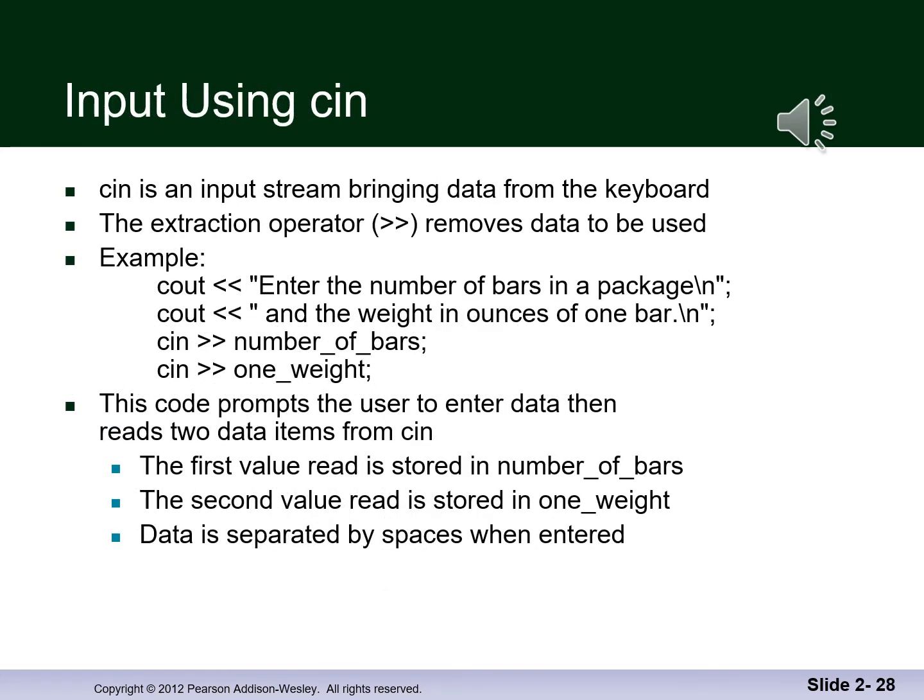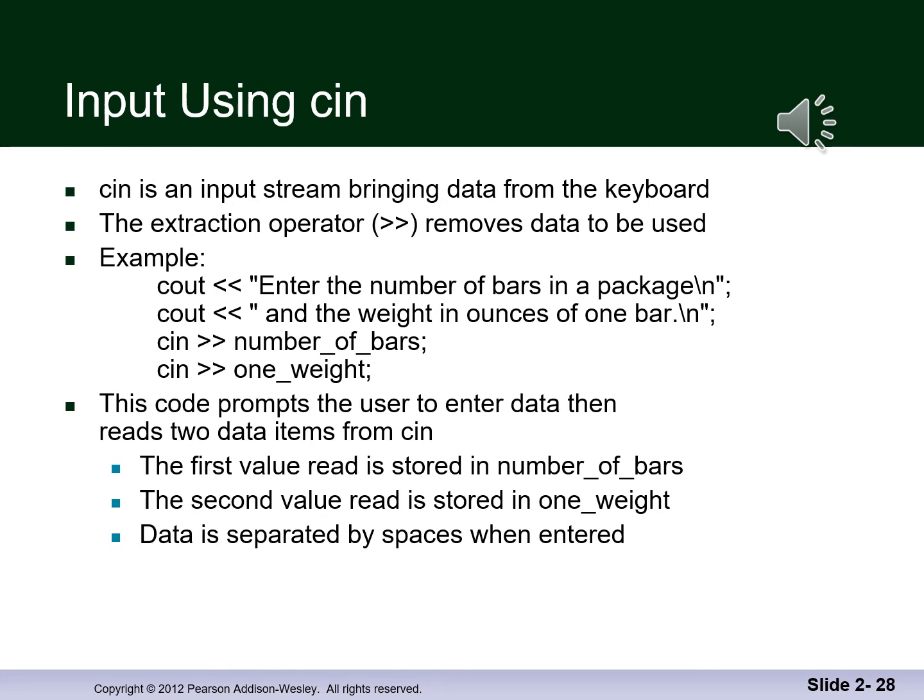Cin is an input stream that brings data in from the keyboard. It allows input from the user of the program into the program. The extraction operator removes data to be used. Here are some examples. Cin is almost always used after cout. Cout prompts or sends output to the screen telling the user what type of input they should enter, and then cin receives the entered input.